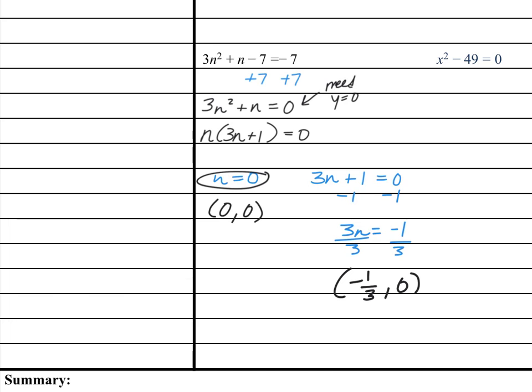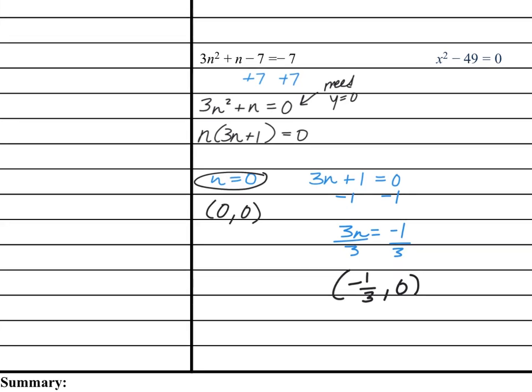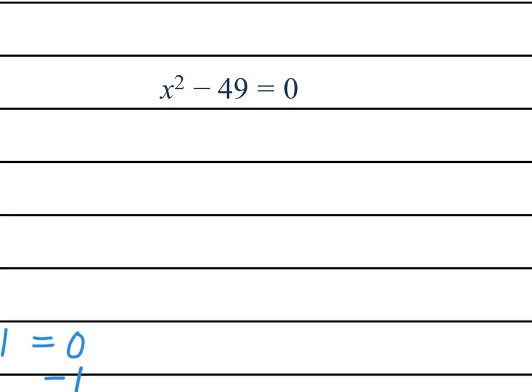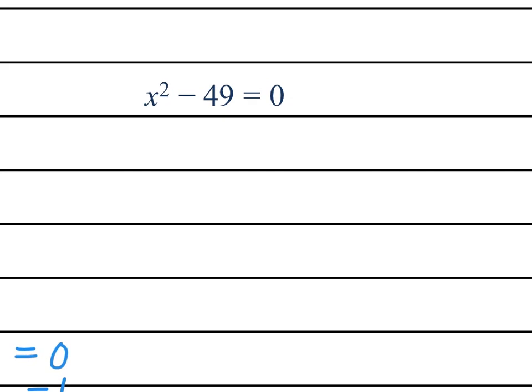Okay, and the very last one. The very last one's a special case. It's a difference of perfect squares. 49 is a perfect square. This is in standard form, already set equal to 0. What's the square root of 49? 7. So it's going to be x plus 7, x minus 7. But if you didn't catch that, what's the b term here? It is 0. So you could rewrite it like this if you want.